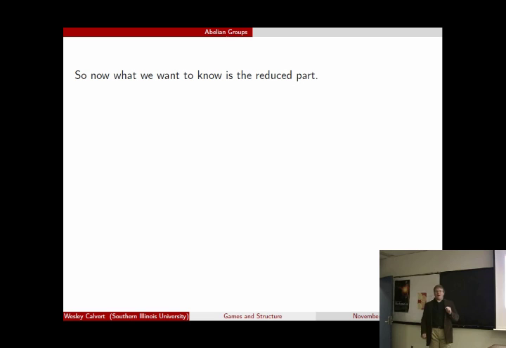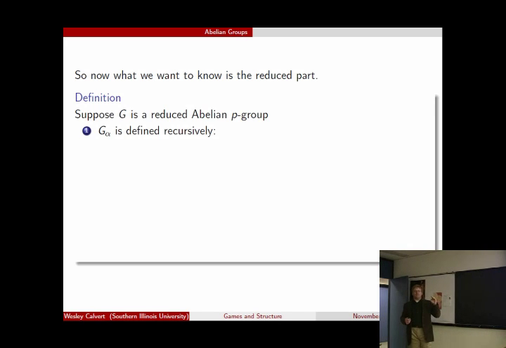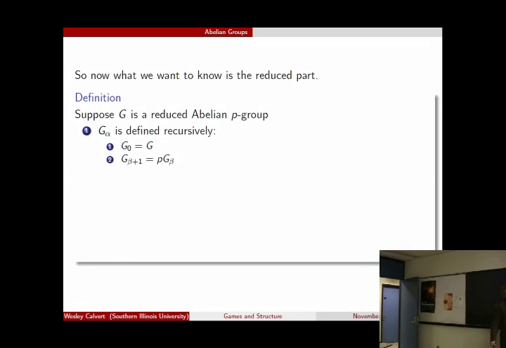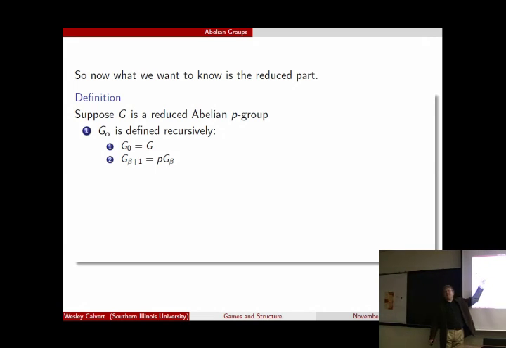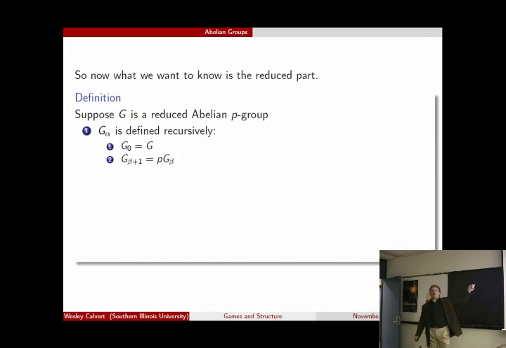So now we want to know about the reduced part. And there we finally need some actual work. So take a reduced abelian p-group. And then you define some sequence of subgroups of it. Start with the group itself. Start with the whole group. At each successor stage, take the stuff in G_β that's divisible by p one more time. Take all the things that are multiples of p in G_β. That gives you G_{β+1}.